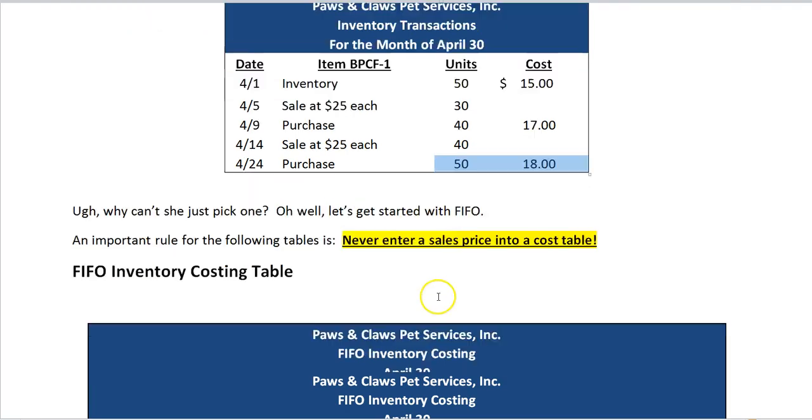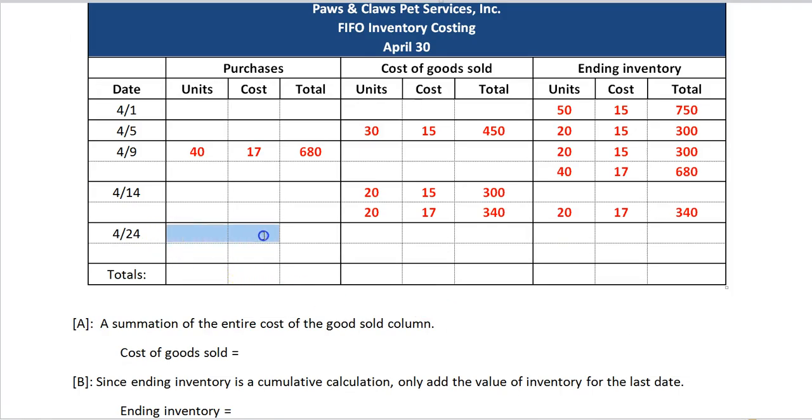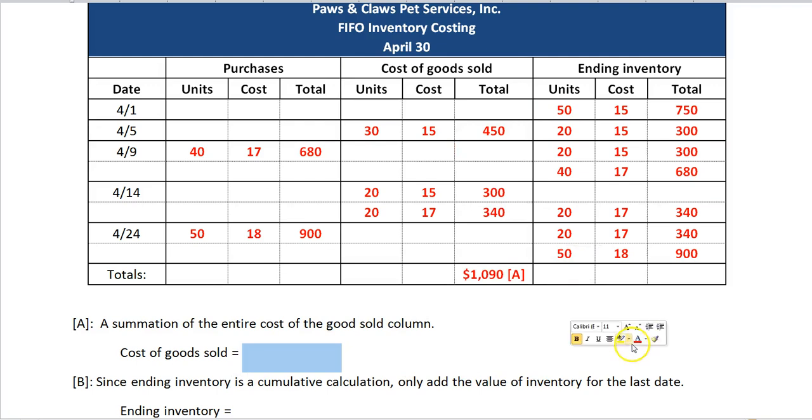We purchased 50 units at 18. Alright, now we have our prior balance, 20 at 17, plus the new 50 at 18. Alright, for these tables, there's some information we can get out of them. For cost of goods sold, it's going to be the summation of this entire column. I'm going to show you the math down here too, so it's clear.